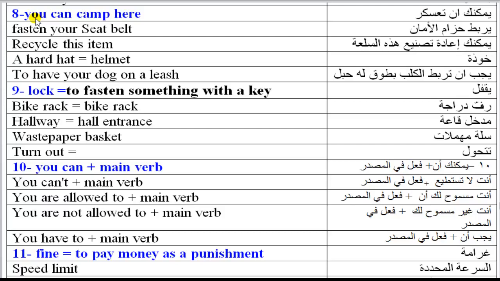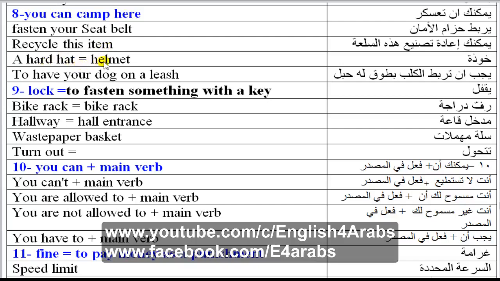Interchange 2 fourth edition, unit 14, part 2. The students must keep the words by heart before explanation. 8. You can camp here. Fasten your seatbelt. Recycle this item. A hard hat, helmet, to have your dog on a leash.